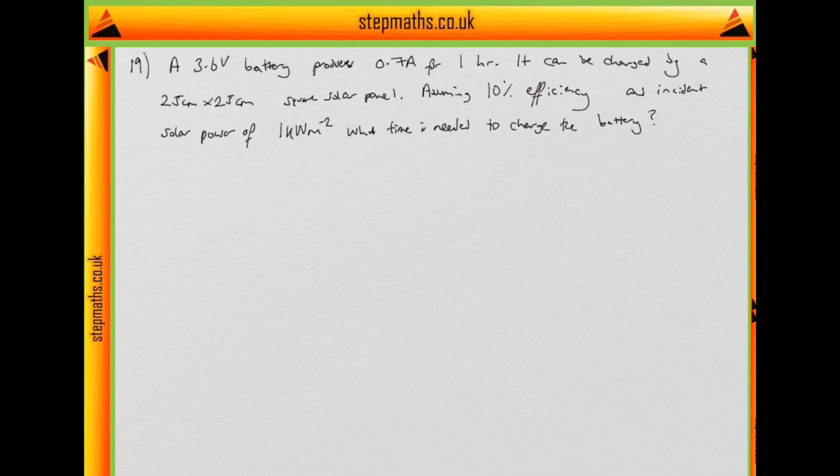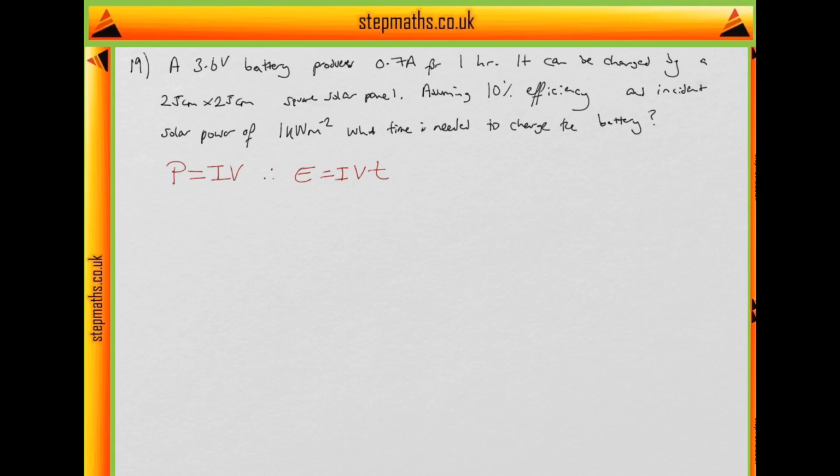Okay, so what do we know? Well, let's start with the first. We've been given a voltage and a current, and that they produced this for a certain period of time. Well, what do we know about voltage and current? Well, we know that power is current times voltage, and therefore energy is current times voltage times time.